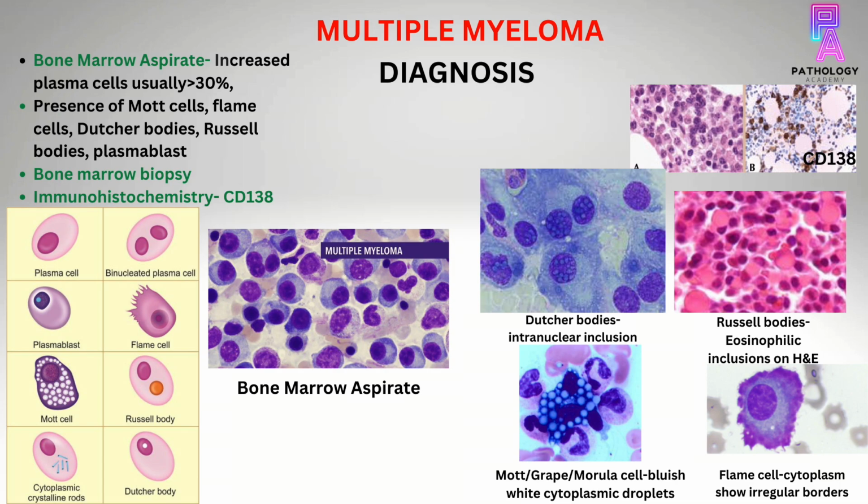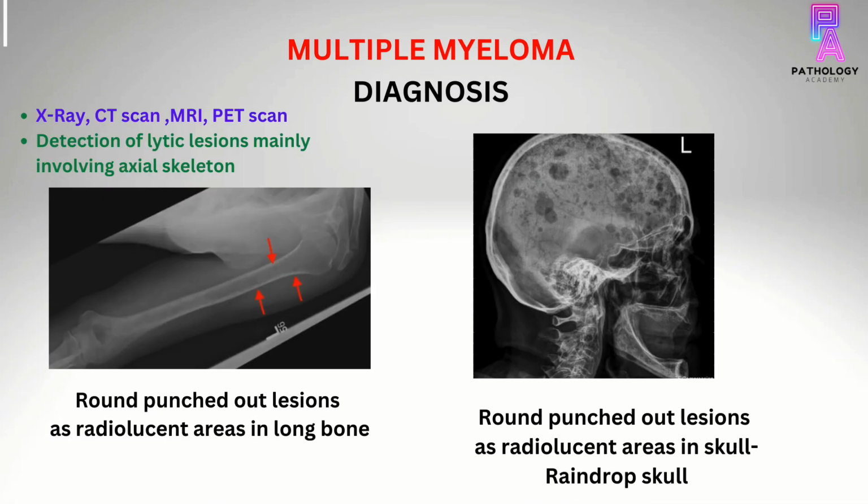The most common marker in immunohistochemistry used for detection of plasma cells or myeloma cells is CD138. Further in the diagnostic workup, X-ray, CT scan, MRI, or PET scan can be done for detection of lytic lesions, which generally involve the axial skeleton.